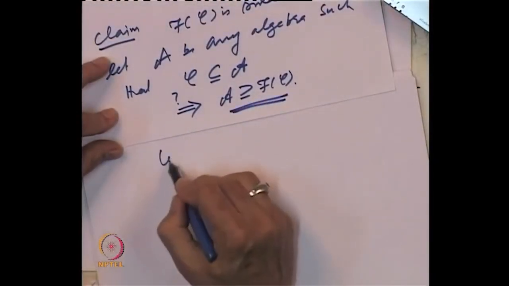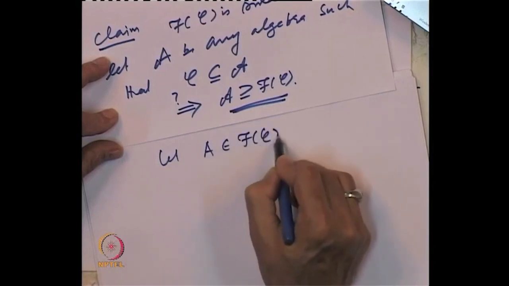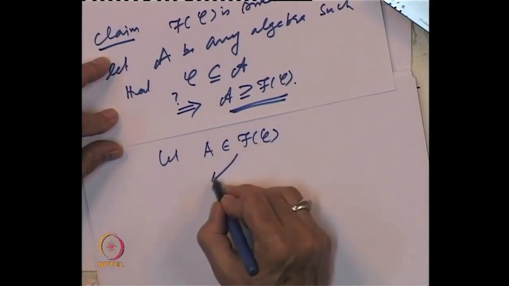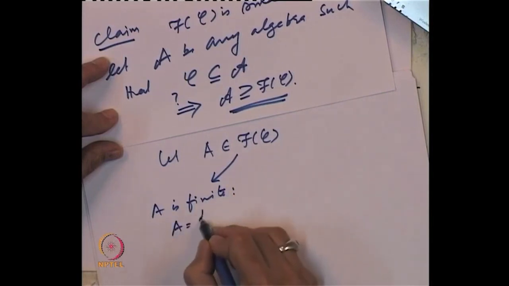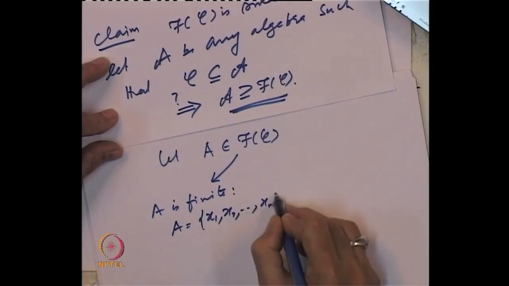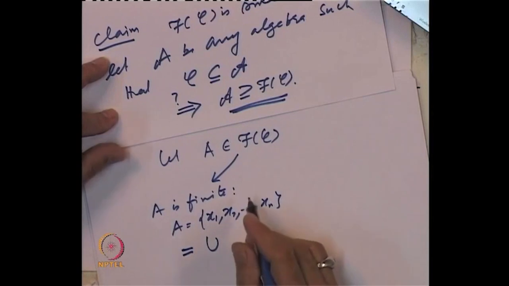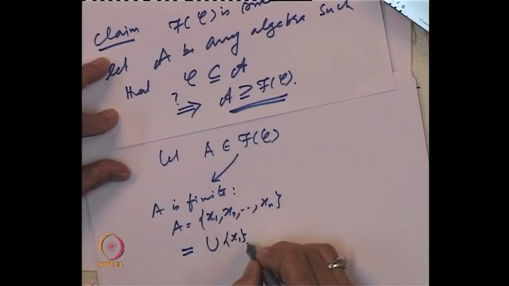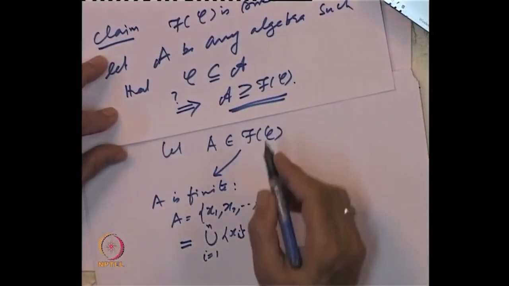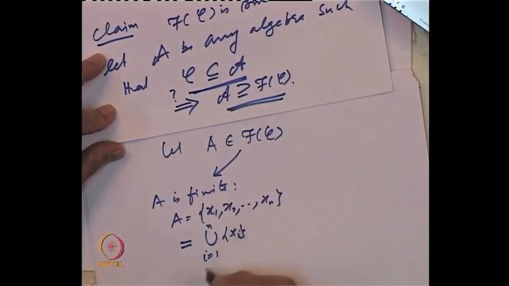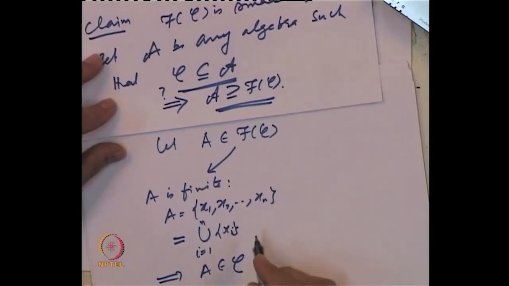To prove this, let A belong to F of C. Two possibilities. One, A is finite. Let us write A as x 1, x 2, up to x n. That means this is equal to the union of singletons x i, i equal to 1 to n. And each singleton x i is an element of the class C, okay? And C is inside F of C is inside A. C is given to be inside A. So, this implies that A belongs to F of C, sorry.